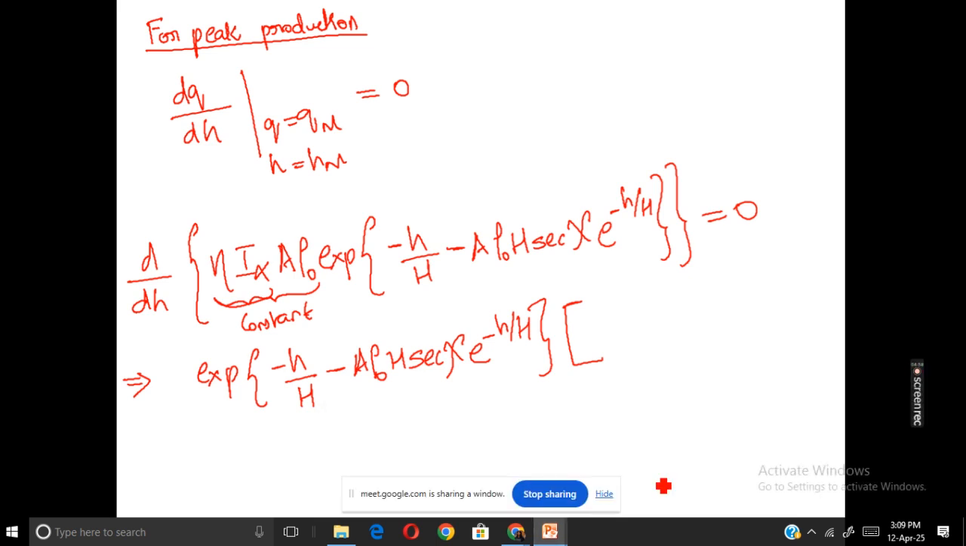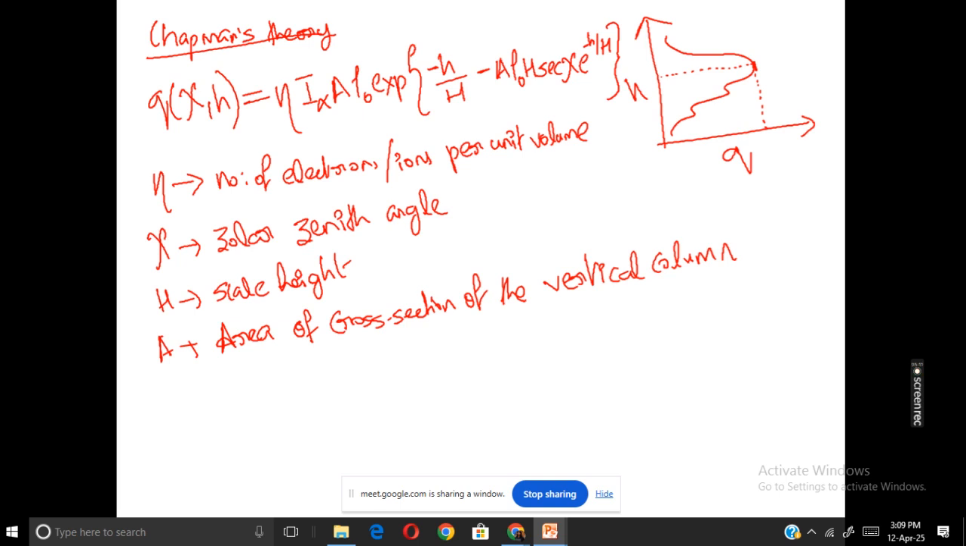We have been deriving the equation for the peak production. In the class we derived the equation for the production. This is given by Q of chi, h is equal to eta I0 a rho 0 into exponential of minus h by H minus a rho 0 H into sec chi e raised to minus h by H, where eta is the number of electrons or ions per unit volume, chi is the zenith angle, H is the scale height, and a is the area of cross section of the vertical column that we are considering.